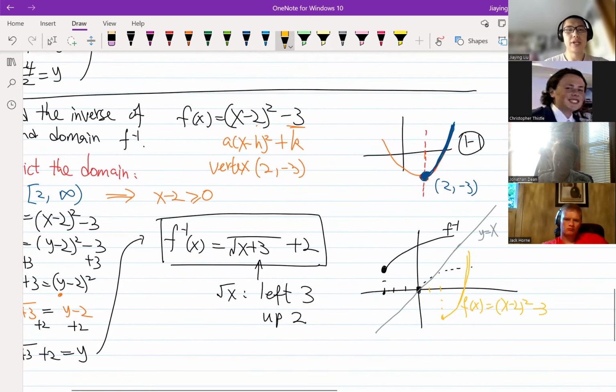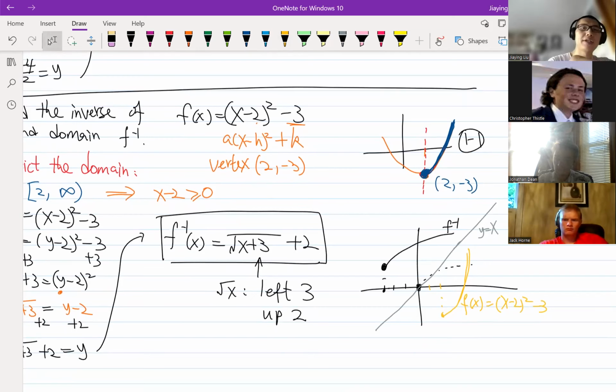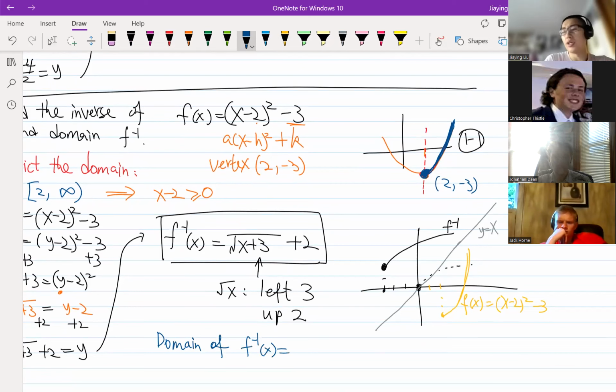All right, so now we need to find the second part, the domain of the inverse function, f inverse of x. Now we graph it, right? We remember here we graph this inverse function. We can look at the graph, try to find the domain, which is from -3 to the right. Or we can just go back to the original function, look for the range of f of x.